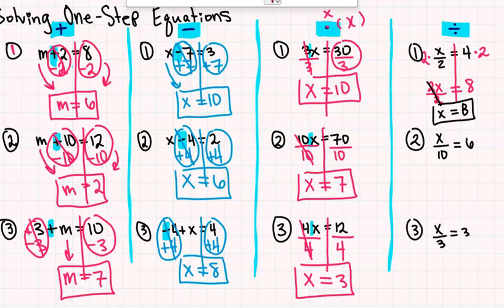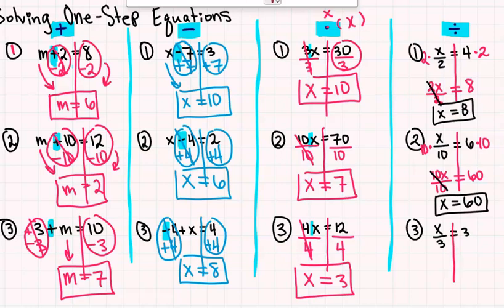Following that same process with number 2, I see a fraction, which means division is happening. I need the opposite of division to get rid of my fraction, which is multiplication. I need to multiply by 10 because that's the number that was stuck on the bottom of my fraction. When I multiply the left-hand side, I get 10x divided by 10. When I multiply the right side, 6 times 10 gives me 60. Now, when I look at the left and I see 10 divided by 10, I know that reduces to 1x, and I'm left with x equals 60.